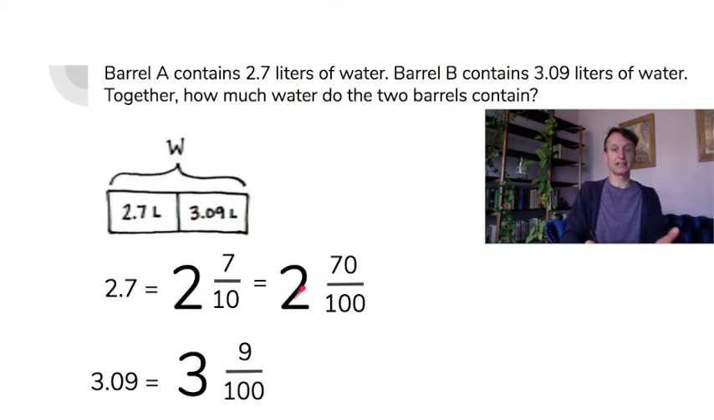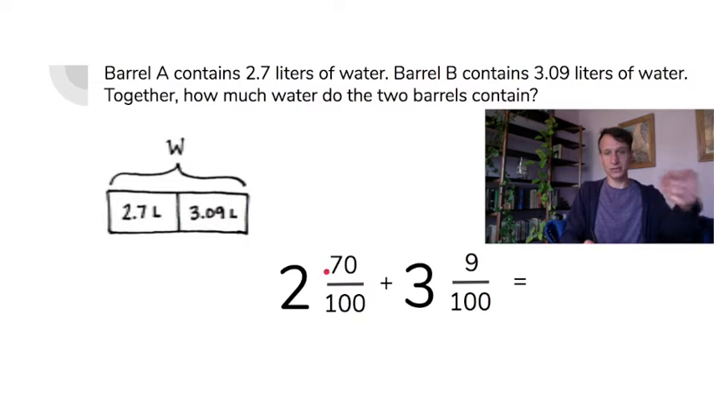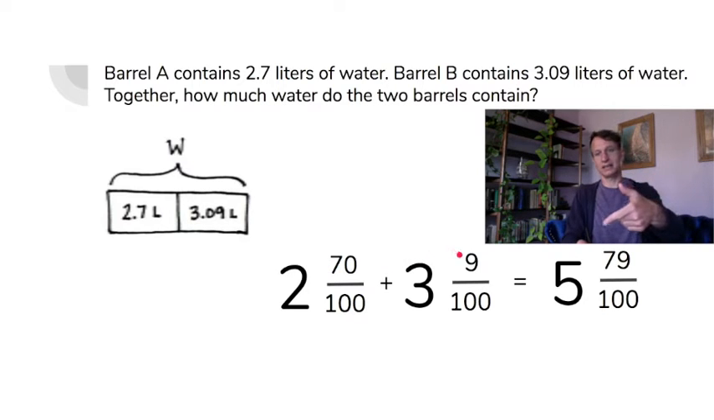Okay, now I can add these together, right? So now I'm going to do 2 70/100 plus 3 9/100. 2 and 3 are 5. 70 and 9 are 79/100. Notice this is the first one, so it's kind of straightforward there. Right? There's no conversion at the end here. That's our answer, except that we were asked the question in decimal form, so we should answer in decimal form.